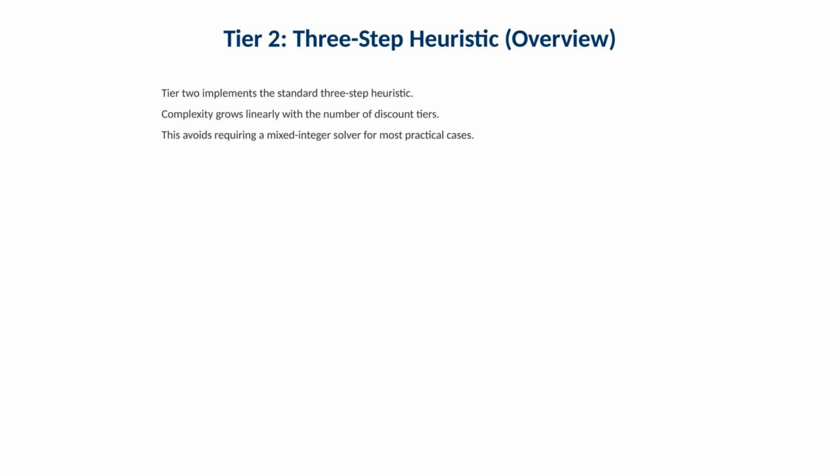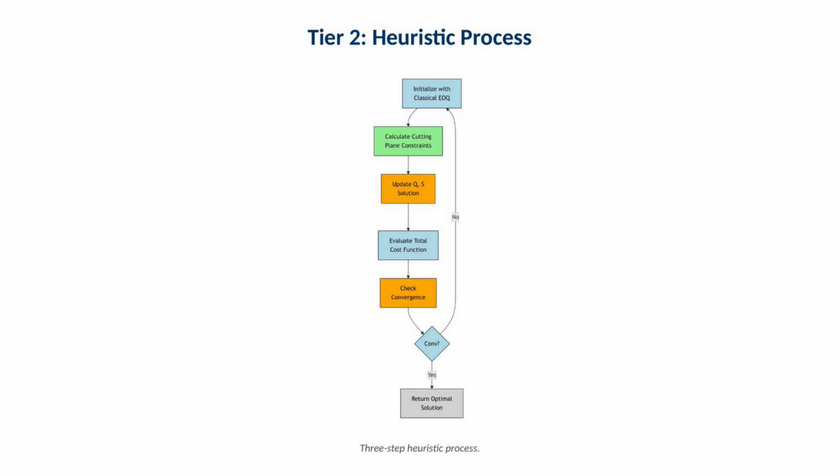It is efficient because it scales linearly with the number of tiers. The algorithm computes EOQ for each tier, adjusts to feasible quantities, and then selects the quantity with the minimum total annual cost. This is often sufficient for real procurement planning. This figure summarizes the three-step heuristic process.